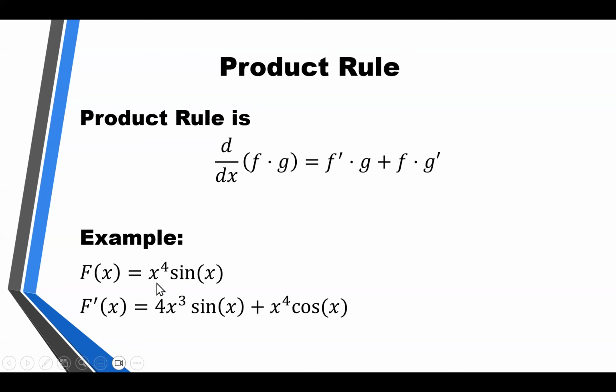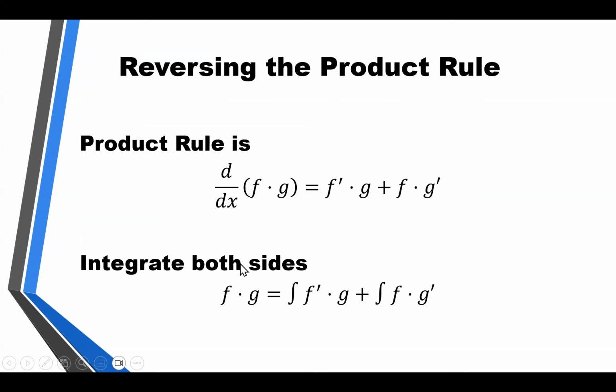So if we have something like x to the fourth times sine of x, and I want to take the derivative of that, I can take the derivative of x to the fourth, which is 4x to the third, multiply it times normal sine of x, and then add on the normal x to the fourth times the derivative of sine, which is cosine. So that is the product rule for derivatives. We have two functions multiplied together. So we want to reverse that.